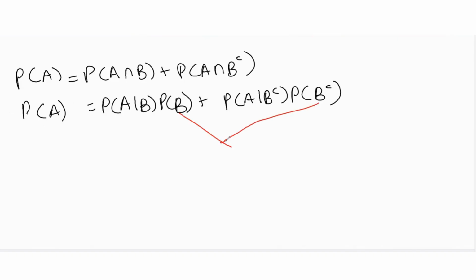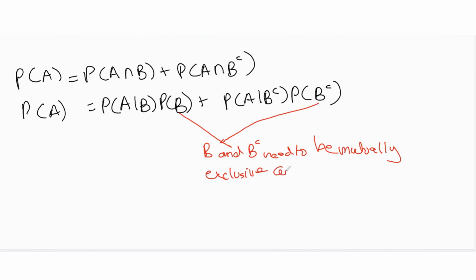Here B and B complement need to be mutually exclusive, and we know an event and its complement are mutually exclusive and collectively exhaustive. So whatever events you're conditioning on need to be mutually exclusive and collectively exhaustive. Here we want to find an unconditional probability, not conditioning on anything. So we want to find the unconditional probability of A by conditioning on mutually exclusive and collectively exhaustive events. These can be more than two events as well.